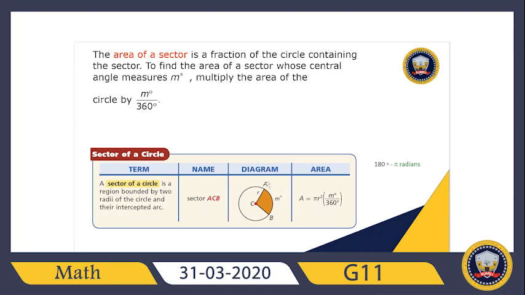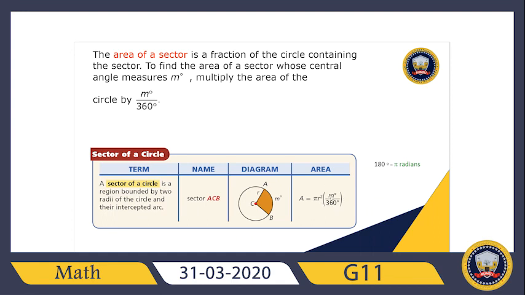So we know that the area of the full circle is pi r squared, while when we are talking about the area of a sector, we have another formula to use. A equals pi r squared multiplied by m, which is the central angle, over 360, which is the full circle. So basically I'm just taking a fraction, which is m over 360, out of the full area of a circle, which is pi r squared.